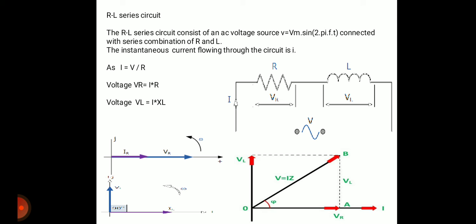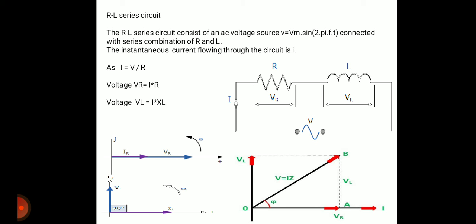Now we are going to draw the phasor diagram for VL. As we know, if we apply an alternating voltage across the inductor, the current flowing through the inductor lags behind voltage VL by 90 degrees. So current lags voltage by 90 degrees, or voltage VL leads current by 90 degrees. If the current is drawn on the x-axis, then we can draw the voltage VL on the y-axis, because there is a 90 degree phase shift between voltage and current.